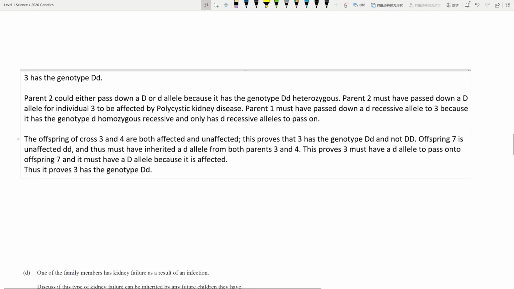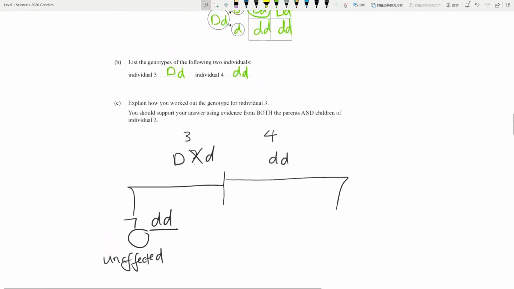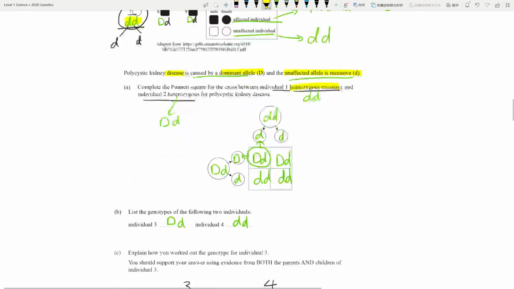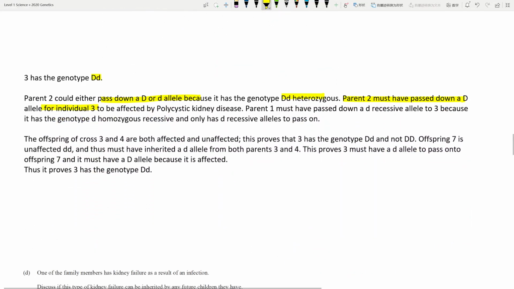Now, it's heterozygous, so it could pass on big D, small d alleles because it's heterozygous. And parent 2 must have passed down a capital D for individual 3 to be affected. So that's just looking at the pedigree chart. If you look at the chart, number 3, because it's affected, must have the capital D allele. Okay, and now the offspring, this part is actually not that good here.